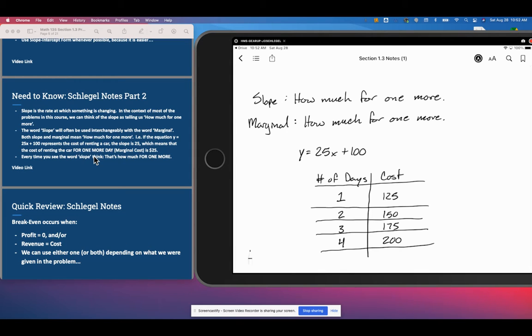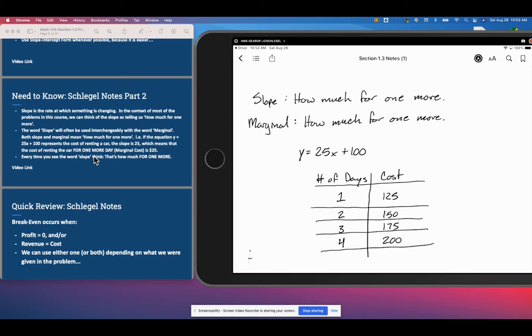And so it's going to be important for us to understand that slope is the rate at which something is changing. Another way to think of that is how much for one more. And so you can see in my notes here that I've written, slope tells us how much for one more. The word slope is also used interchangeably with the word marginal. They both mean the exact same thing. Marginal also means how much for one more.